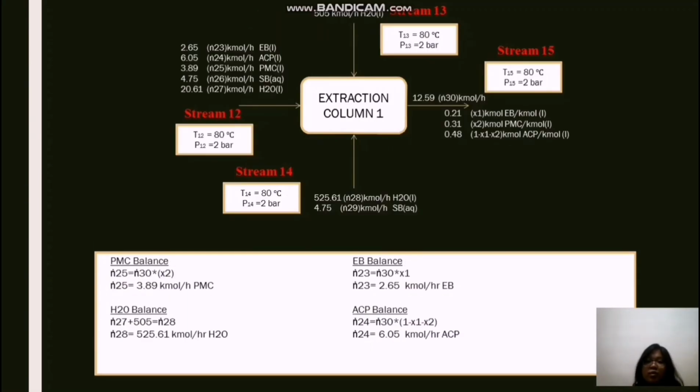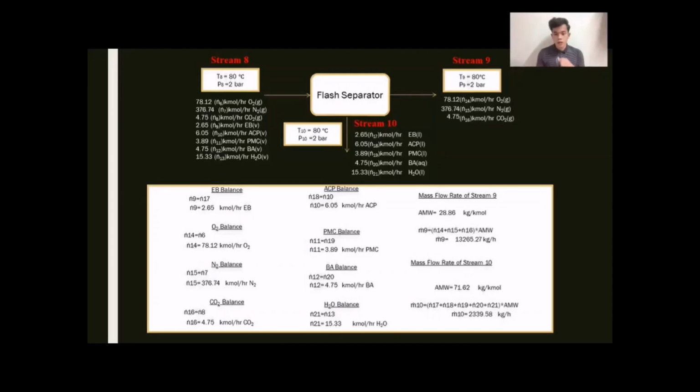Next, we move on to extraction column 1. First of all, we write the known values. Then, we do the DOF, and the DOF is not equal to 0, which means that we can't solve it first. For the flash separator, for stream A, there are 4 known and 4 unknown. For the known, we can get the value from the condenser part, and for the unknown, we can get the value by using EB balance, ACP balance, PMC balance, and BA balance.